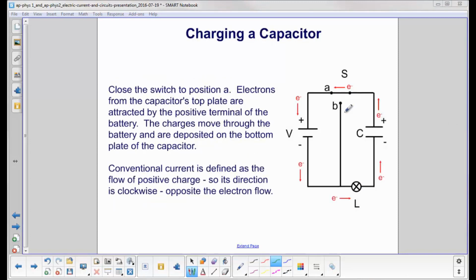We now close the switch to position A. We have a complete circuit, and electrons from the capacitor's top plate are attracted by the positive terminal of the battery. The charges move through the battery, they gain energy, and are deposited on the bottom plate of the capacitor. Recall, conventional current is in the opposite direction of the electron flow. It's the direction of positive charge. So conventional current would be going this way.